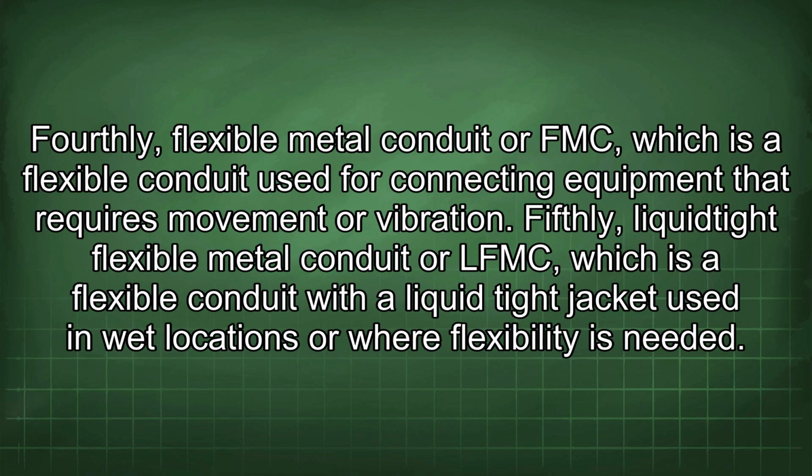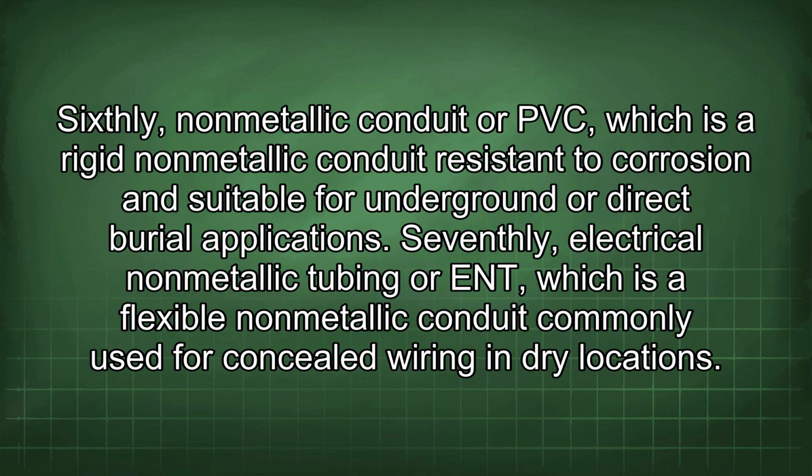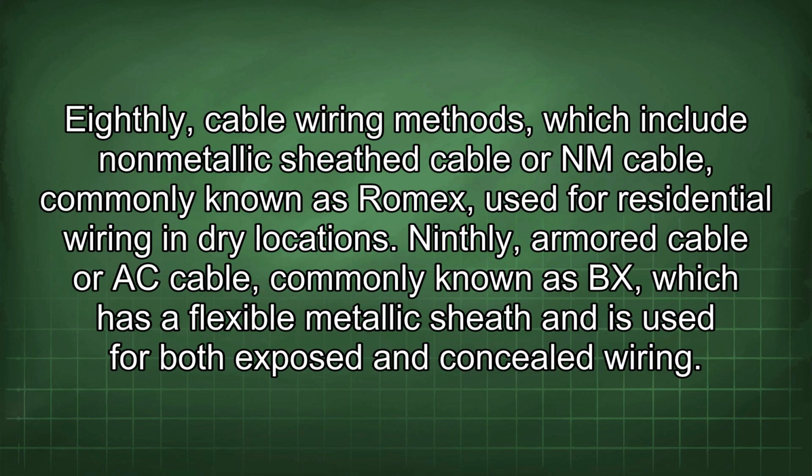Fourthly, flexible metal conduit or FMC, which is a flexible conduit used for connecting equipment that requires movement or vibration. Fifthly, liquid-tight flexible metal conduit or LFMC, which is a flexible conduit with a liquid-tight jacket used in wet locations or where flexibility is needed. Sixthly, non-metallic conduit or PVC, which is a rigid non-metallic conduit resistant to corrosion and suitable for underground or direct burial applications. Seventhly, electrical non-metallic tubing or ENT, which is a flexible non-metallic conduit commonly used for concealed wiring in dry locations.